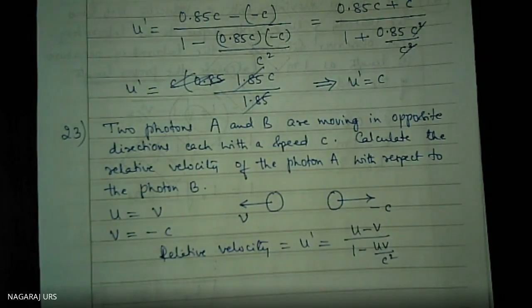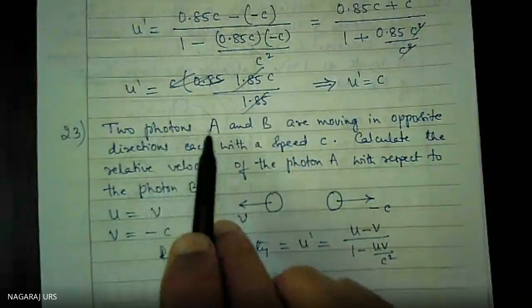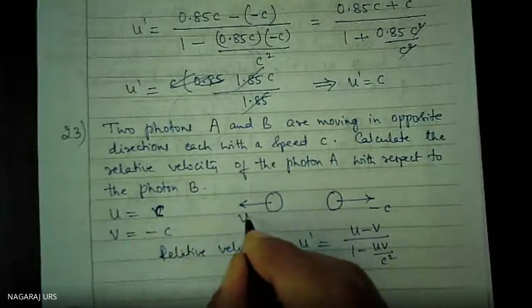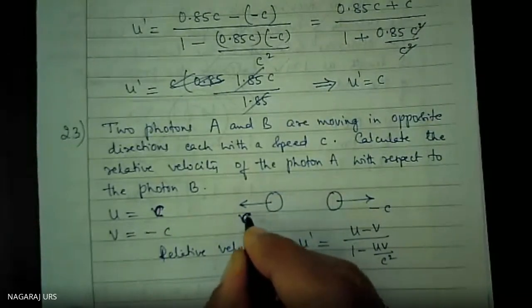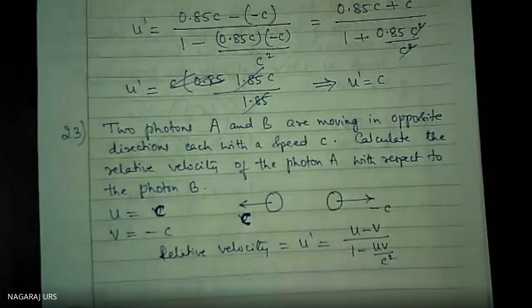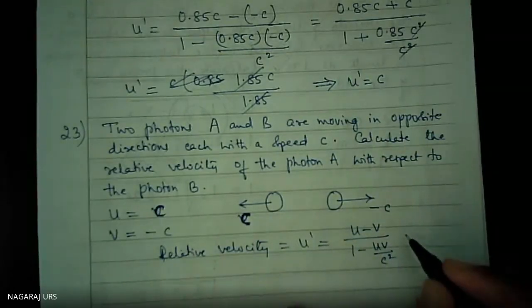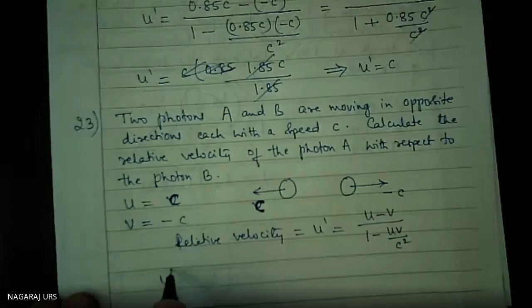Wherever u is there, you have to put v. Or two photons, he said. I'm sorry. Two photons means this must be equal to c. Velocity of the photon is c. Two photons he has mentioned, one is plus c and minus c. Yes, this value is equal to u dash.